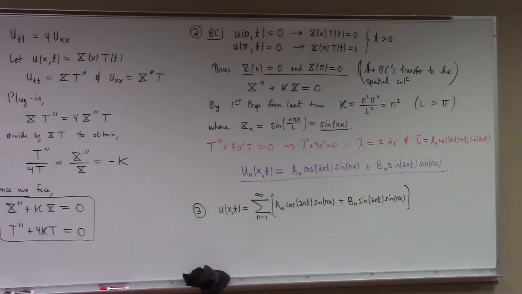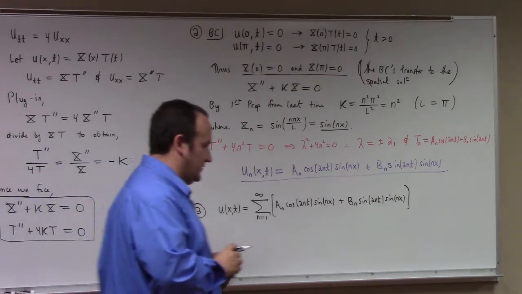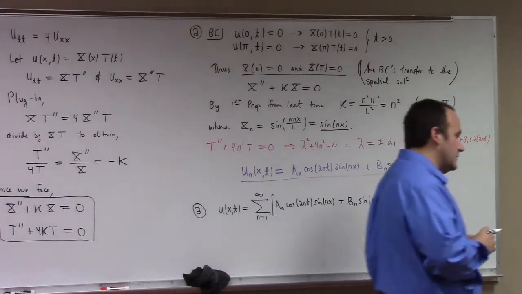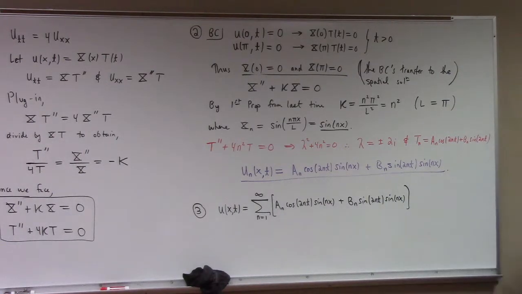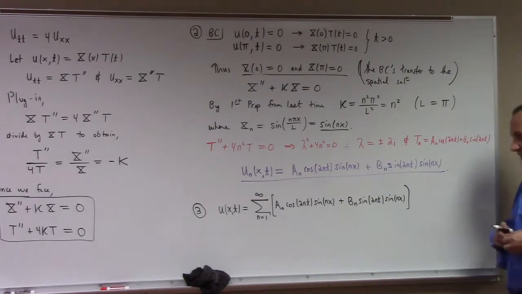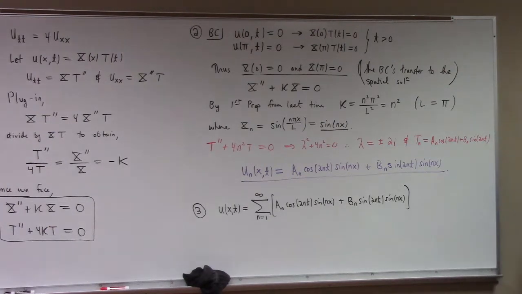What's my next step? Now I got to use the initial data and the Fourier technique. Basically, what we're going to do is use the initial data and the Fourier technique to tell us how to select a sub n and b sub n to form the solution to the problem. So let's get started on that.